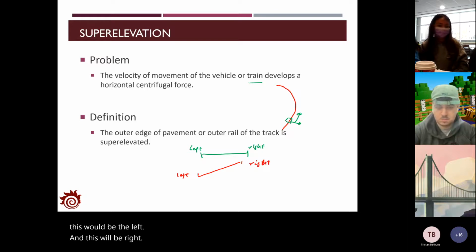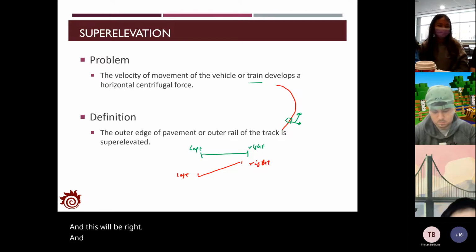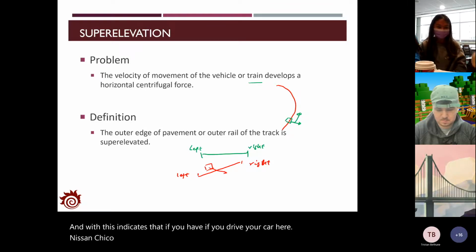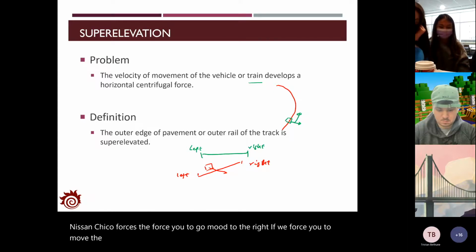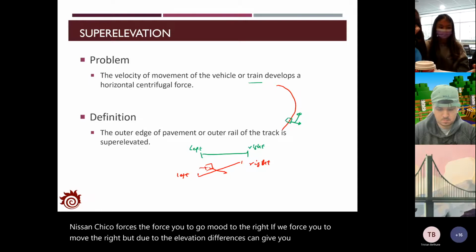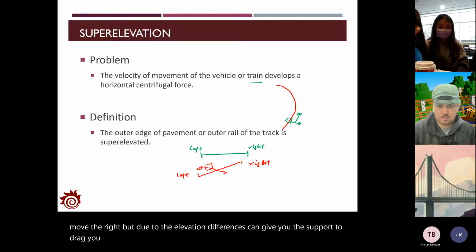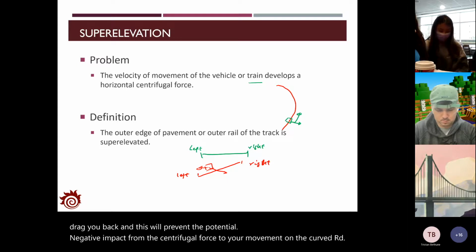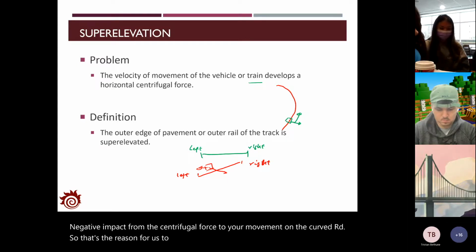And this indicates that if you drive a car here, the centrifugal force forces you to move to the right. But due to the elevation difference, it can give you the support to drag you back, and this will prevent the potential negative impact from the centrifugal force on your movement on the curved road. So that's the reason for us to introduce the super elevation.